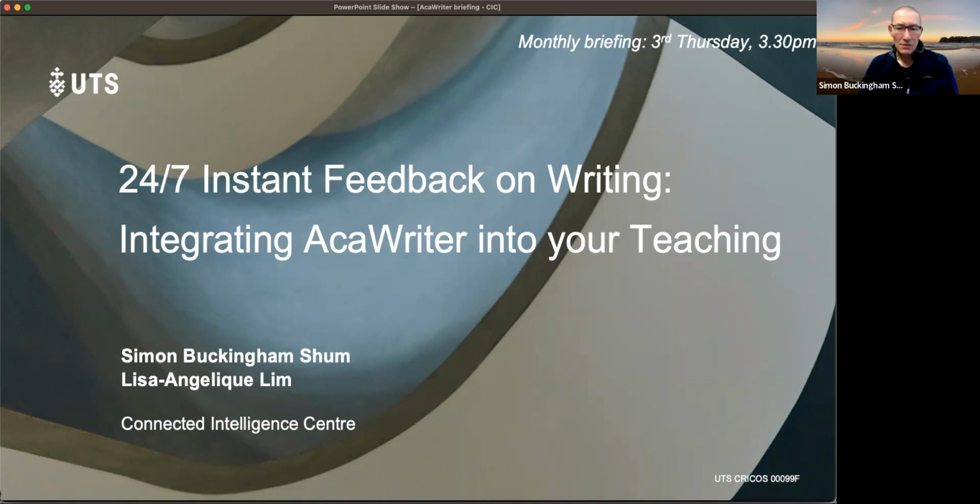And we're going to introduce you to what it does, ways of using it at UTS, and given the times that we're in, we're going to talk a little bit about ChatGPT as well, because it is right here in the AI and writing space, and we're going to talk about how this AcaWriter tool relates to ChatGPT towards the end. So just to keep things up to date.